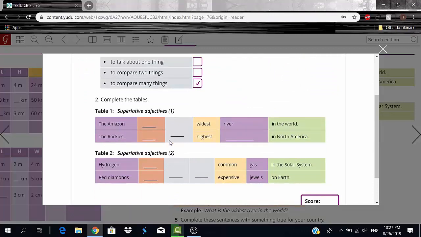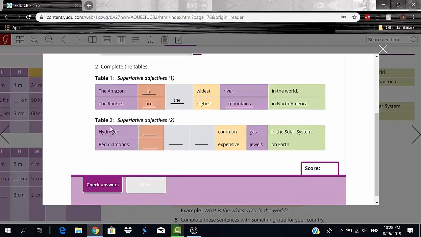Now, here we have to complete the tables, right? So here we have different tables, and we got to complete them with the accurate superlative adjectives and the verb, okay? So let's go with number one. The Amazon dash dash widest river in the world. I'm gonna say the Amazon is, right? And then I'll say the widest river in the world. The Rockies, obviously plural, so I'll say are the highest, what is it, you guys? The highest mountains. That's correct. So mountains in North America.